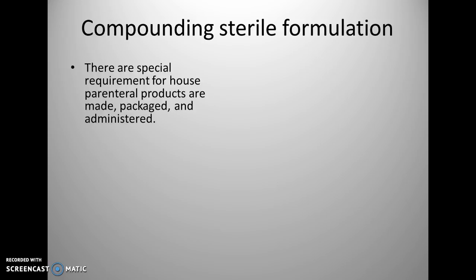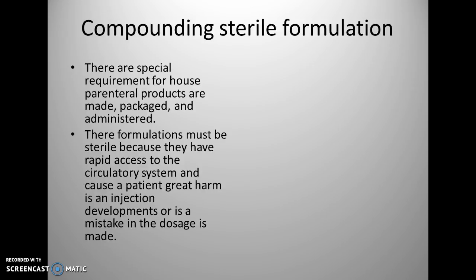Okay, so let's talk about compounding sterile formulations. For this particular type of product, there are special requirements for how it's made, how it's packaged, and how it's administered. The reason they have to be sterile is because of how rapidly it passes through the circulatory system. Think about 20 seconds for something to get into one's vein and throughout the circulatory system. There are more than two reasons, but two main reasons for being very careful with these particular formulations. One, it's rapid access to the circulatory system, and two, if there's a mistaken dosage, either too much or too little, it's very difficult to reverse the challenge that occurs.